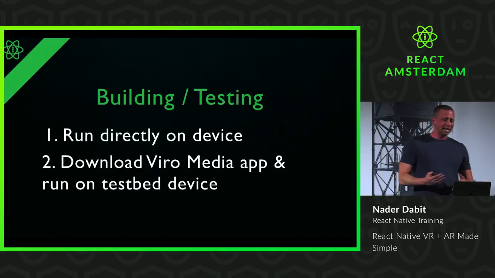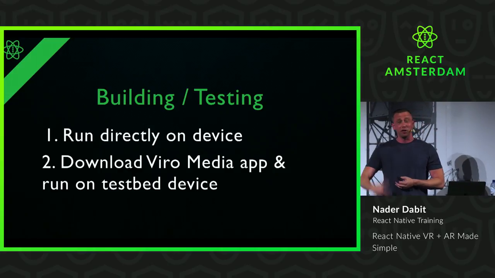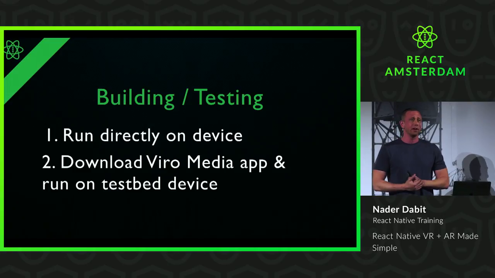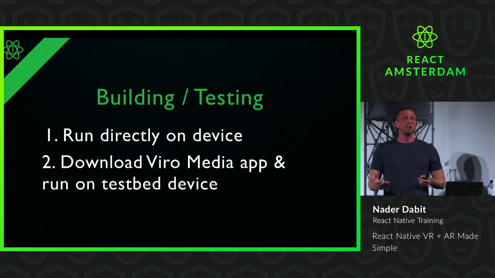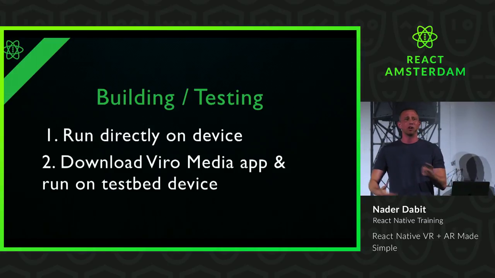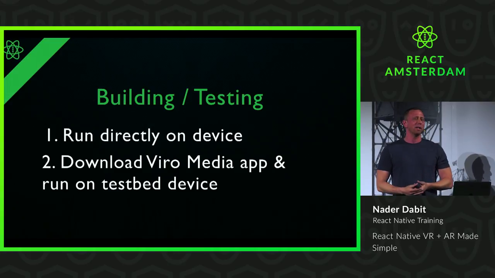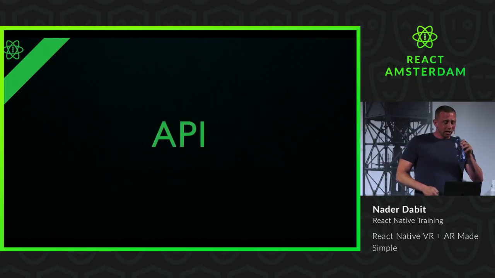And then as far as building and testing, there's a couple of different ways to go about this. You can run it directly on your device. You cannot run it on a simulator. You do have to, of course, run it on your device. But the cool thing is you can actually download this Viro Media Testbed. It's an app that you get from the App Store, and you develop on your machine, and then it gives you a URL. And it reminds me a lot of Expo, to where you just save it on your machine, and you refresh on your phone, and you're able to do it that way. So that's a cool way to get started developing quickly without having to do a lot of stuff. So let's take a look at the API.